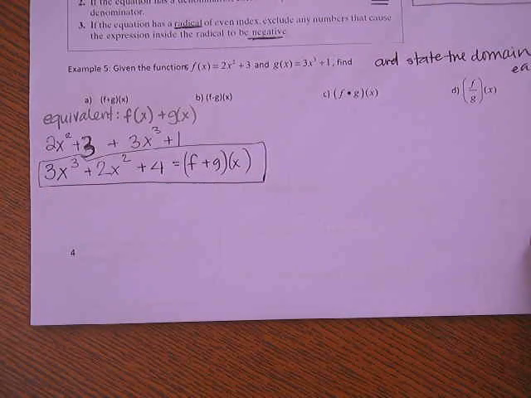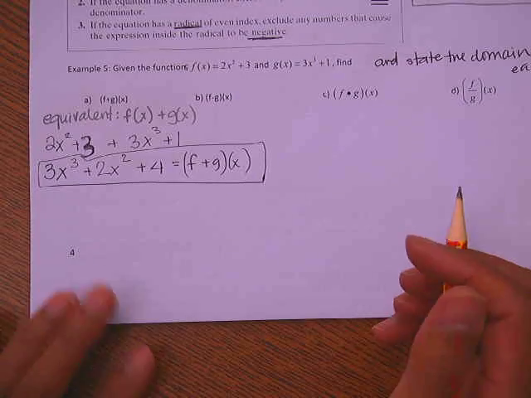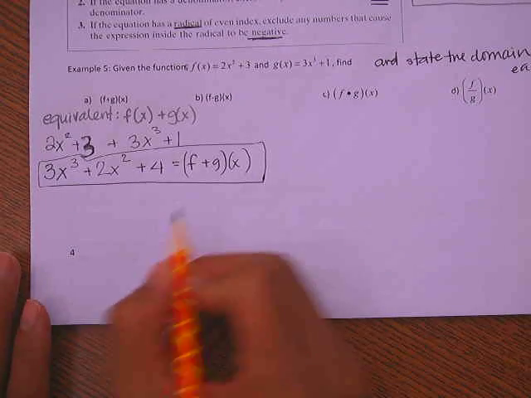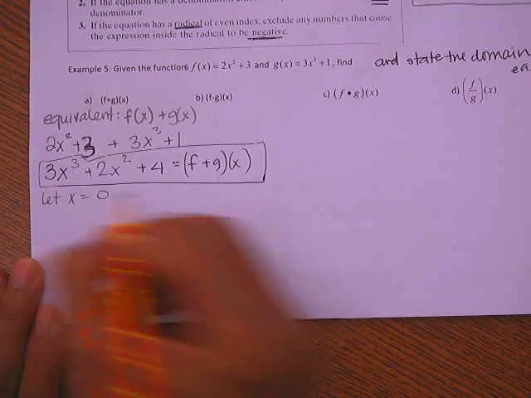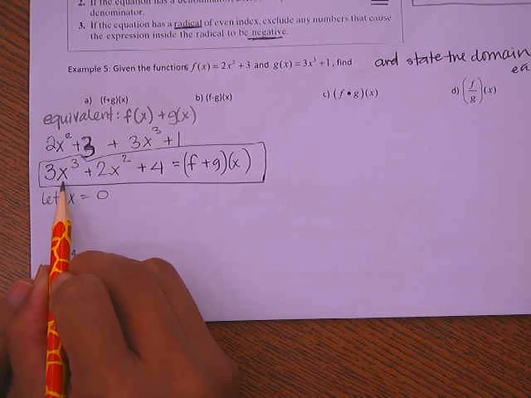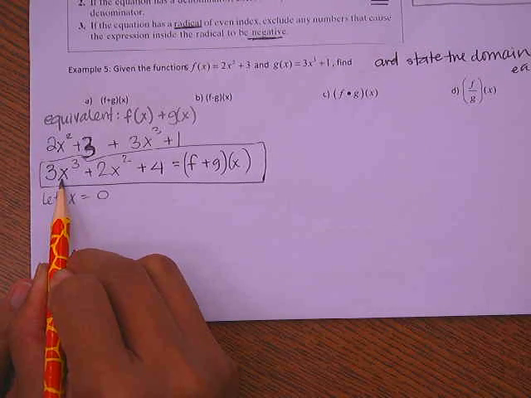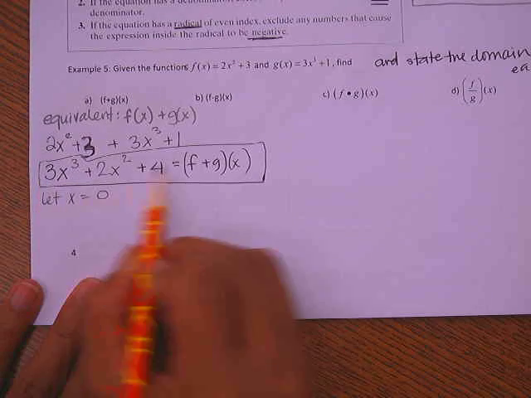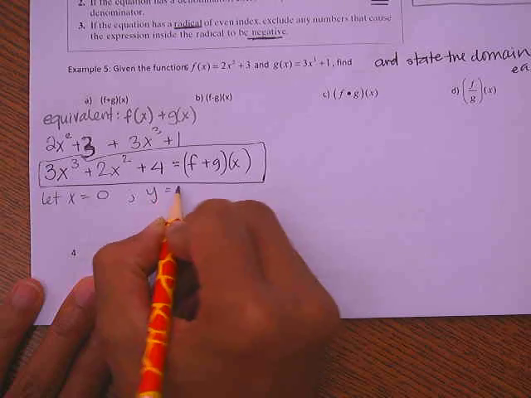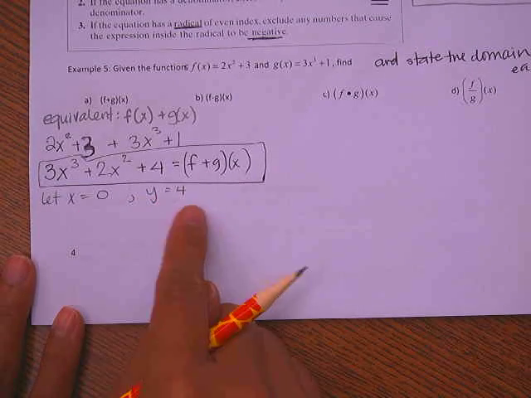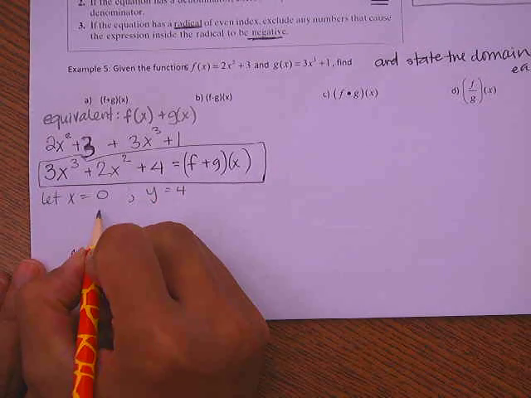Now how would I do it if I didn't have my graphing calculator? Then you would just pick some values. For example, let x be 0. When x is 0, this is gone because 0 times anything is 0. This is gone, and now I would only have the output, which is y equals 4. So for one input, I have a unique output. How about when x is 1?